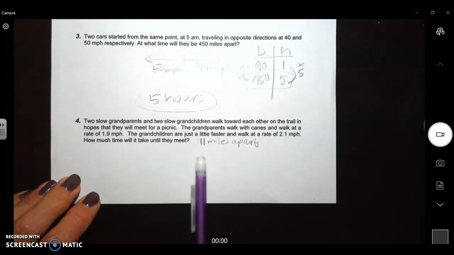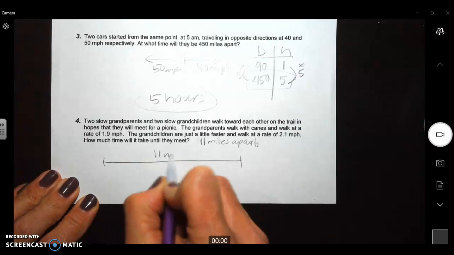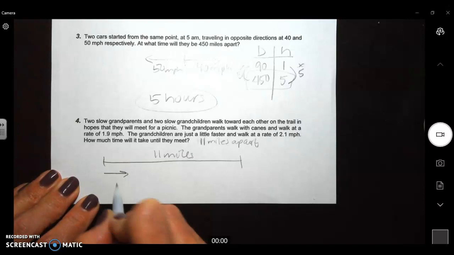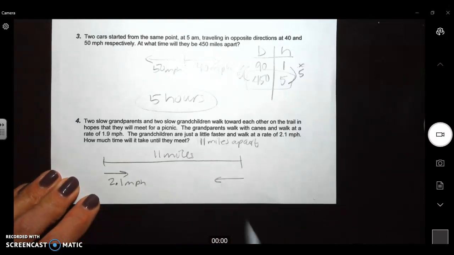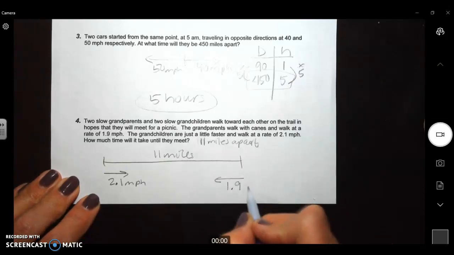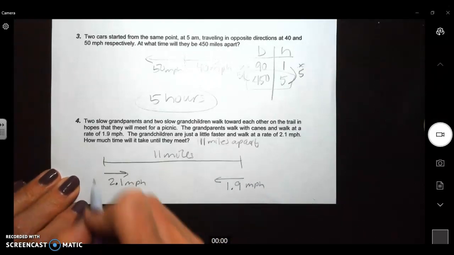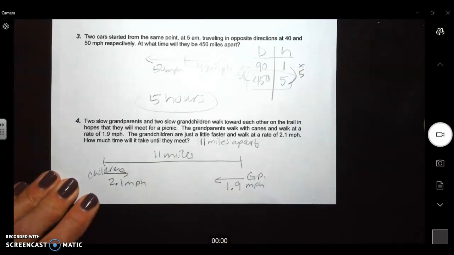The one thing we're missing is how far apart they are. 11 miles apart. So add that to your problem. So here's the picture. Again, in 2 different places. 11 miles apart. The grandparents, they are slow. They walk at 2.1 miles per hour. The grandchildren are slower. I think I got it backwards. The grandparents are 1.9 miles per hour. The grandchildren are just a little faster, 2.1 miles per hour. This is the children. This is the grandparents.